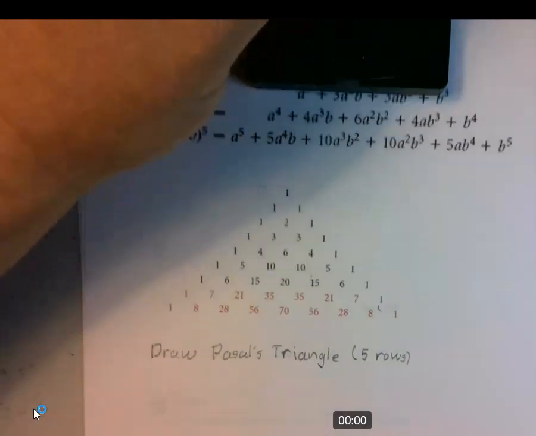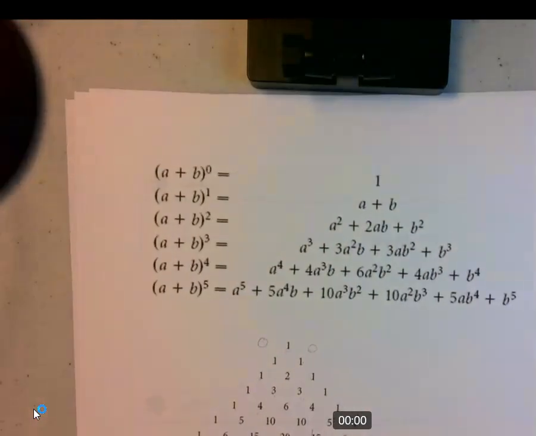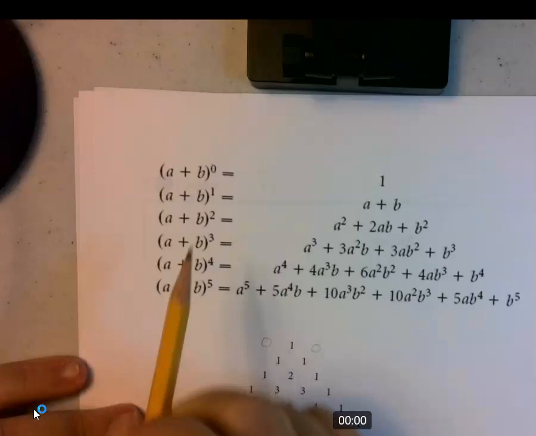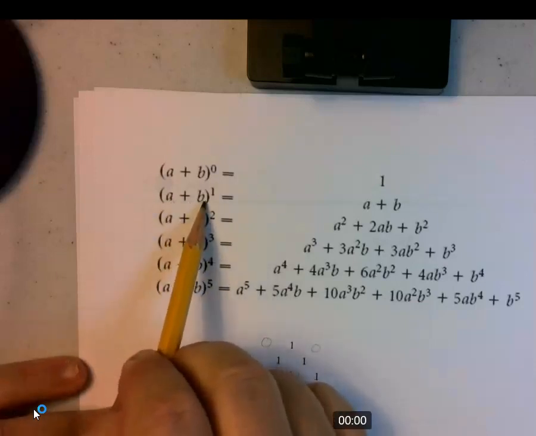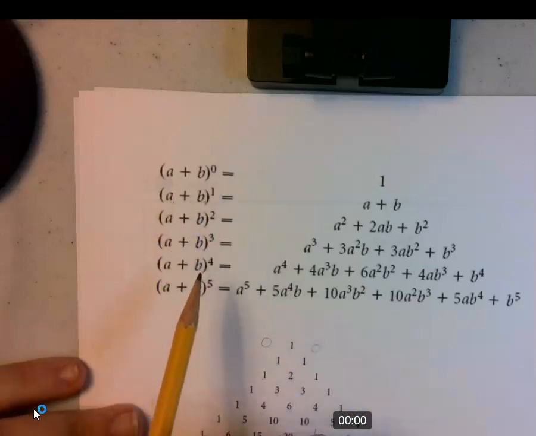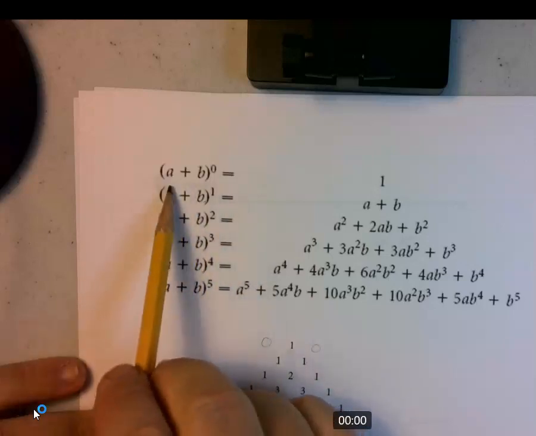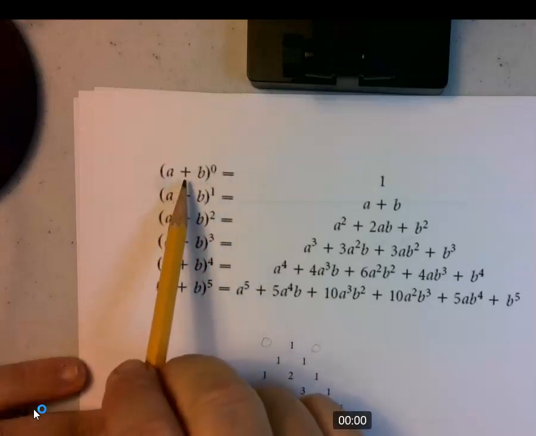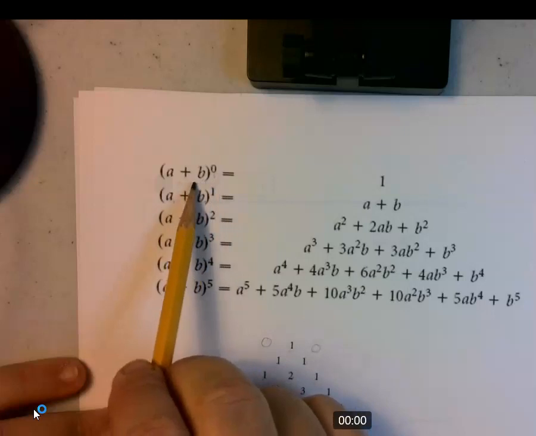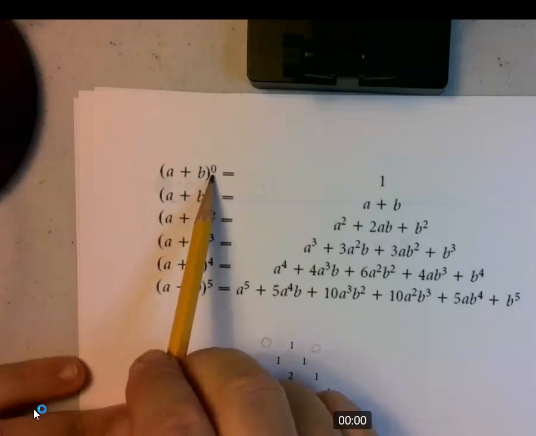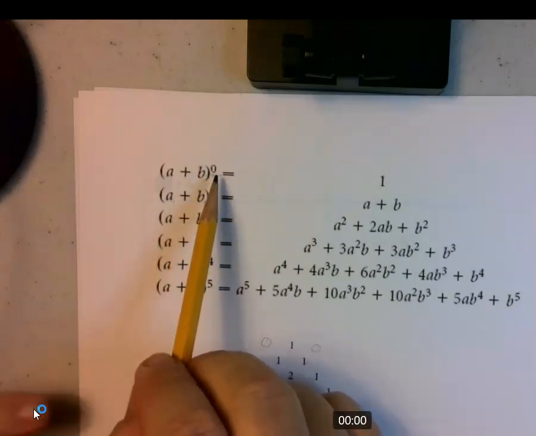Okay, so let's just see one interesting application. If we have a plus b to the first power, that simply equals a plus b. If we have a plus b to the 0 power, let's start with this, that equals 1. Any number raised to the 0 power equals 1. The only exception is 0, but don't worry about that.